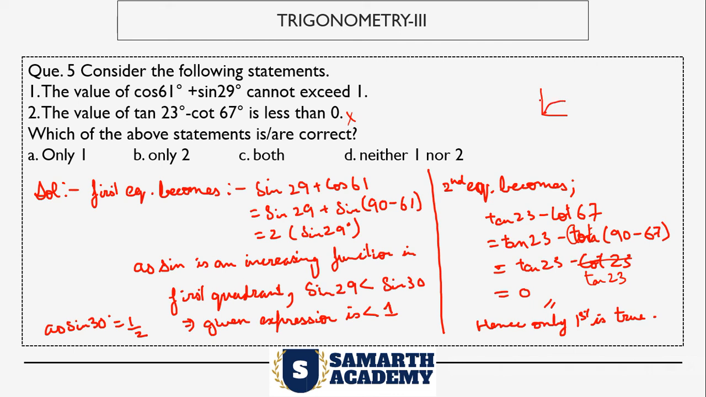1. So it's an increasing function. So anywhere if we take a point, let's say 29, then 30 will lie further ahead. So the value at 29 will be less than at 30. It means 2 sin 29 will be less than 2 sin 30, and sin 30, as you know, is equal to 1 by 2, meaning 2 sin 29 will always be less than 1. The first statement is true. Option A.